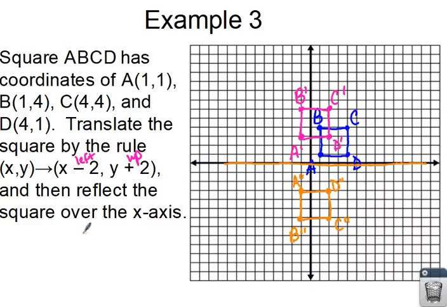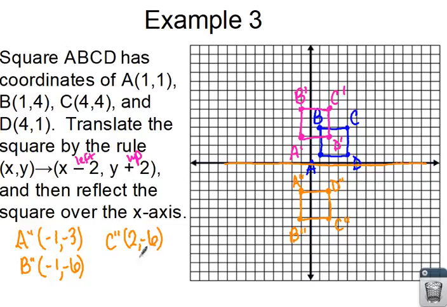Alright, so then we need final coordinates of this. So A double prime is at negative 1, negative 3. B double prime is negative 1, negative 6. C double prime is 2, negative 6. And then D double prime is 2, negative 3.